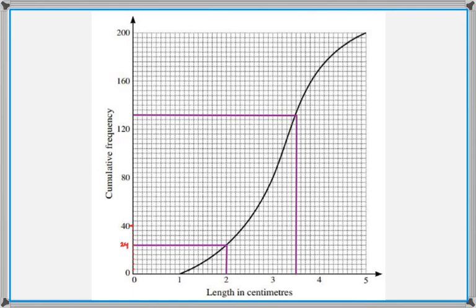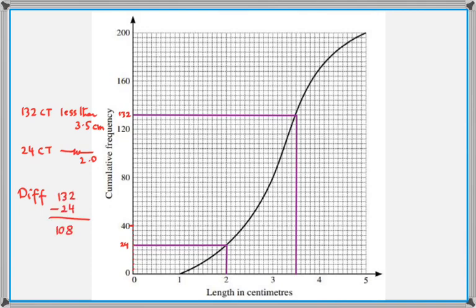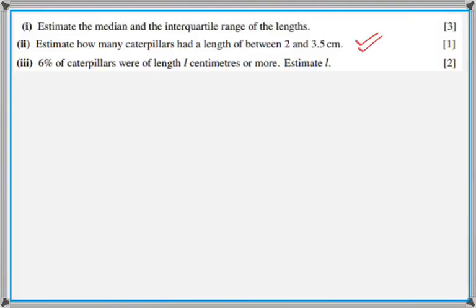And therefore, over here, this is 120, and this is 132. Therefore, 132 caterpillars have a length less than 3.5 centimeters. And 24 caterpillars have a length less than 2 centimeters. Therefore, the difference would be 132 minus 24, which is 108. 108 caterpillars have a length between 2 and 3.5 centimeters.